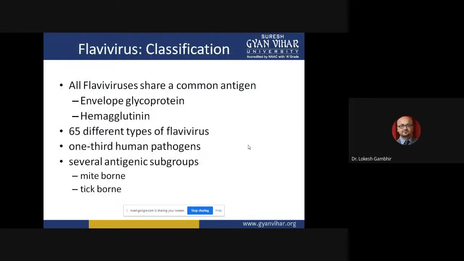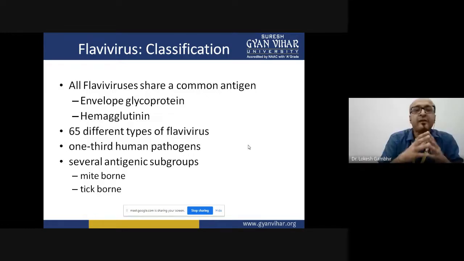When I'm talking about dengue virus, it belongs to a family called Flaviviridae. It's a very huge family. It contains 65 different types of viruses. All those viruses are enveloped glycoprotein viruses, but they share very common antigens on their surface. That's why it's very easy to diagnose them or categorically put them into a single family, Flaviviridae.